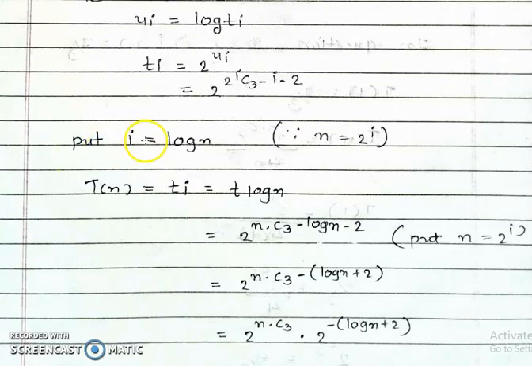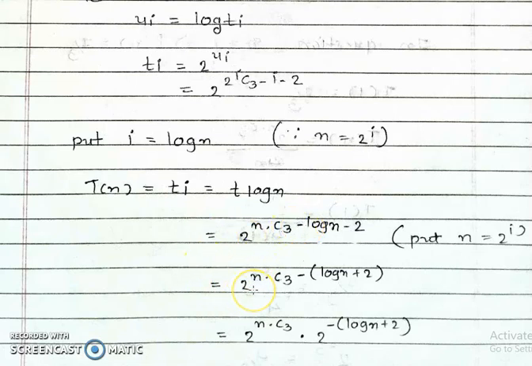Note that i is equal to log n, so n is equal to 2 raised to i. In our equation we take T of n is equal to t_i. Put i is equal to log n into this term, so we get T of log n. So we get 2 raised to n into C3 minus log n minus 2. Here we put 2 raised to i equal to n and i equal to log n. So we get the final term 2 raised to n into C3 minus log n minus 2.